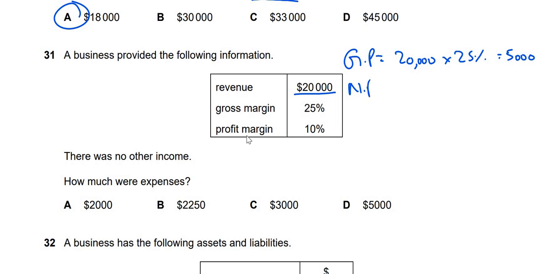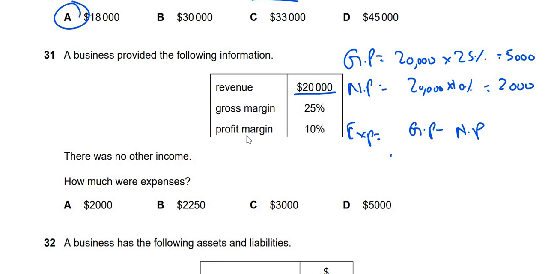Net profit is actually 20,000 multiplied by the net profit margin of 10%. So net profit is 2,000. So for expenses, we will subtract net profit from gross profit. So we will do 5,000 minus 2,000. So we will get 3,000. So the answer is C.